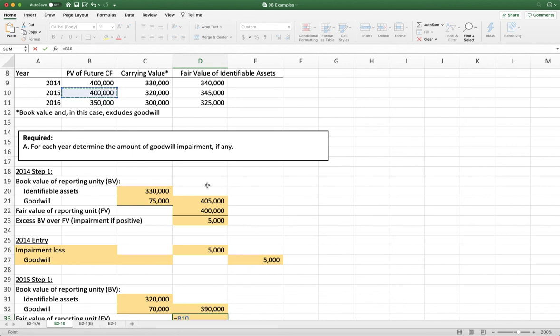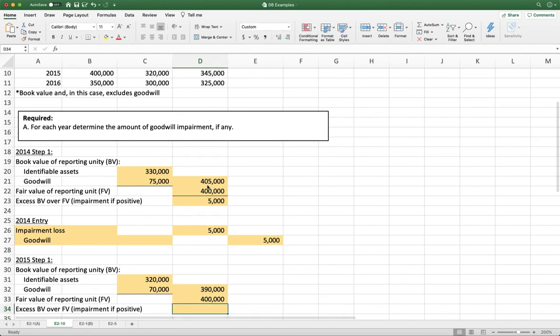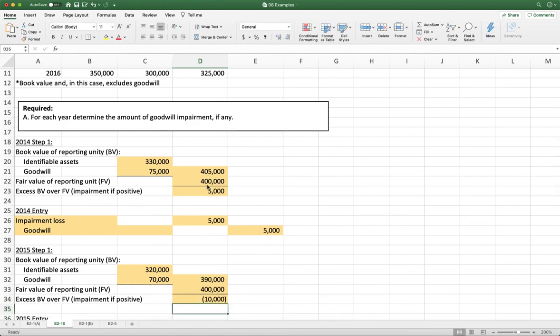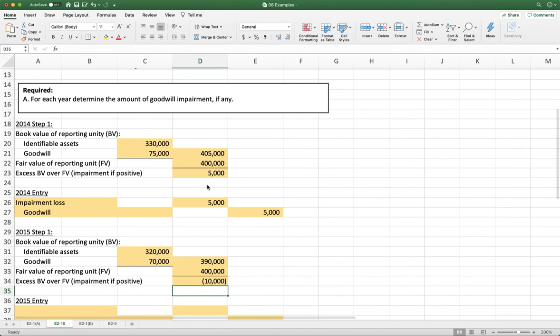So this year it's $400,000 again. And we're going to take our book value and subtract out our fair value. And this time we see that our book value is less than our fair value. And so that's good. We're okay with that. So we're going to leave our goodwill alone. We don't need to take any more impairment. So we have no entry this year.